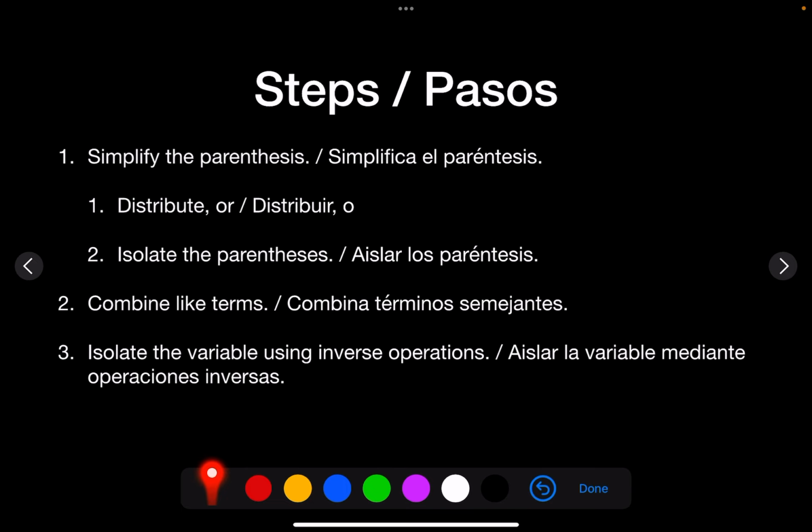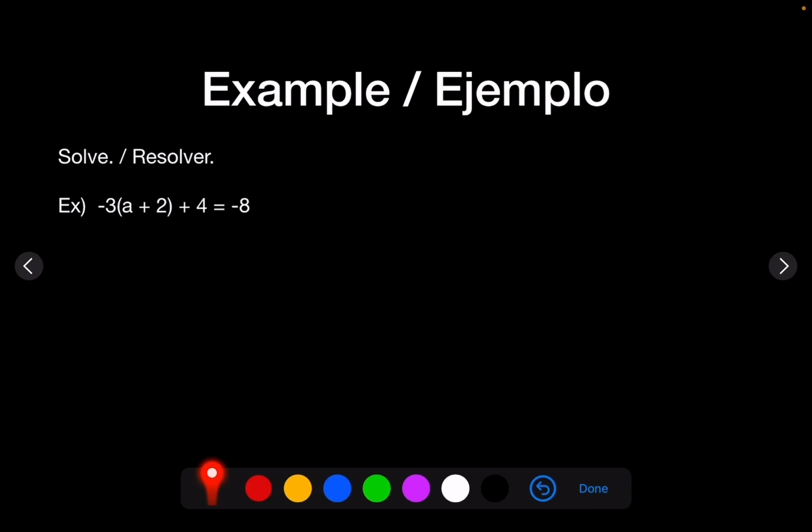Remember that the steps for solving multi-step equations are to simplify the parentheses in one of two ways: either distribute and then pop the parentheses, or treat the parentheses like a term and isolate it. Then you could divide by its coefficient. Of course, you're always combining like terms when possible. And lastly, you're isolating the variable as a single copy using inverse operations.